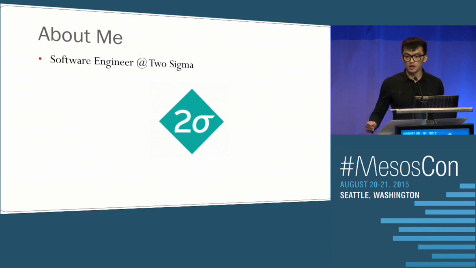So about me, I am a software engineer at Two Sigma. Two Sigma is a quantitative hedge fund that's based in New York City. It is a technology company that applies math, computer science, and engineering in the field of finance and investment.